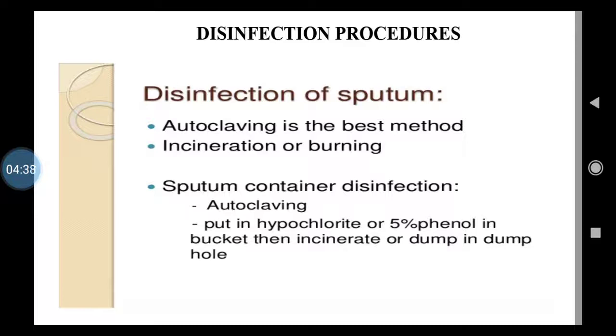Alternatively, an autoclave can also be used. It is the best method. Autoclaving can be done for 20 minutes at 20 pounds pressure, and after autoclaving, this is disposed of in a sanitary manner. Alternatively, a large amount of sputum can be disinfected by boiling also. So boiling can also be a useful method for proper disinfection of sputum.